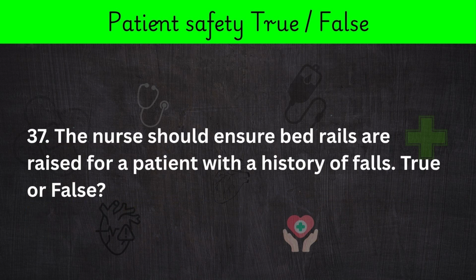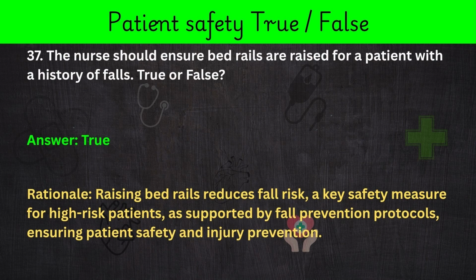37. The nurse should ensure bed rails are raised for a patient with a history of falls. True or false? Answer: true. Rationale: Raising bed rails reduces fall risk, a key safety measure for high-risk patients, as supported by fall prevention protocols, ensuring patient safety and injury prevention.